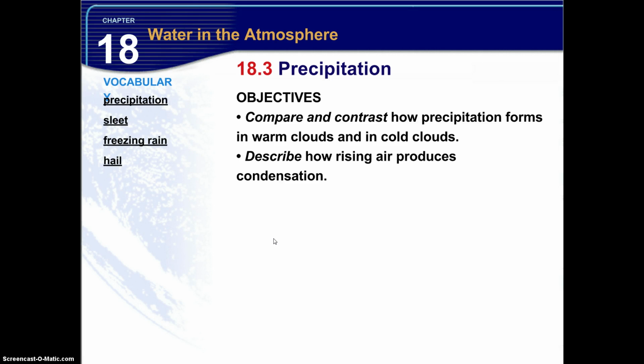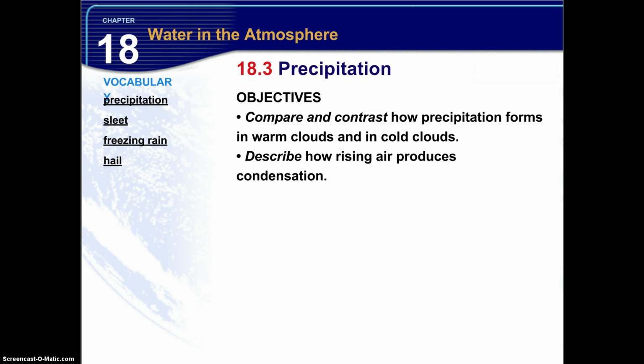And welcome to the final section of 18.3 for precipitation. There are two objectives: compare and contrast how precipitation forms in warm clouds and in cold clouds, and then describe how rising air produces condensation. Key ideas: in warm clouds, water droplets grow by colliding with each other. In cold clouds, ice crystals grow through collisions and by gaining water vapor from evaporating supercooled water. And then precipitation falls in regions where moist air tends to rise, producing condensation.